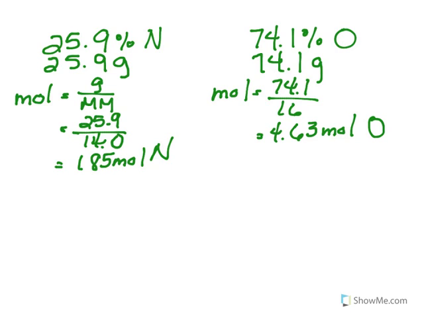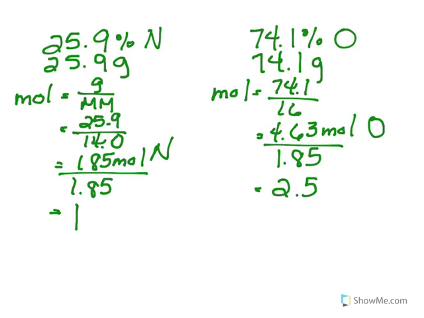I'm not in whole number ratios yet, so I need to make my smallest amount of moles be the 1 in my ratio. So I'm going to divide 1.85 by 1.85, and I'm going to get a 1. That's the basis for my empirical formula. What I do to one element, I have to do to both. So I will divide 4.63 by 1.85, and I'll get 2.5.